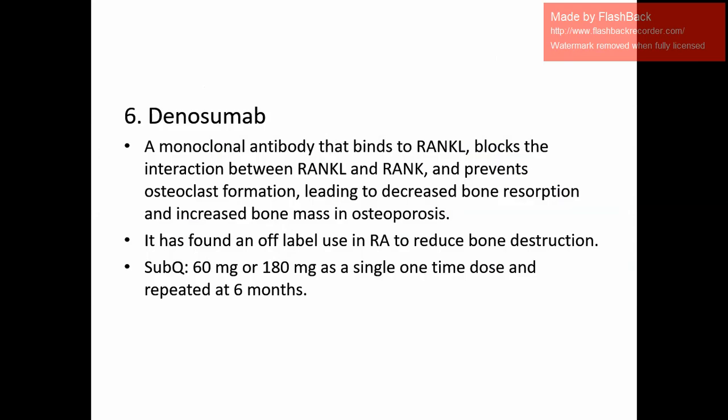Coming to denosumab, this is a monoclonal antibody that binds to RANKL, a receptor, and blocks the interaction between RANKL and RANK and prevents osteoclast formation, leading to decreased bone resorption and increased bone mass in osteoporosis. It is not approved by FDA for this use. It has found an off-label use in rheumatoid arthritis to reduce bone destruction. It is given subcutaneously, 60 mg or 180 mg as a single one-time dose and repeated at 6 months.